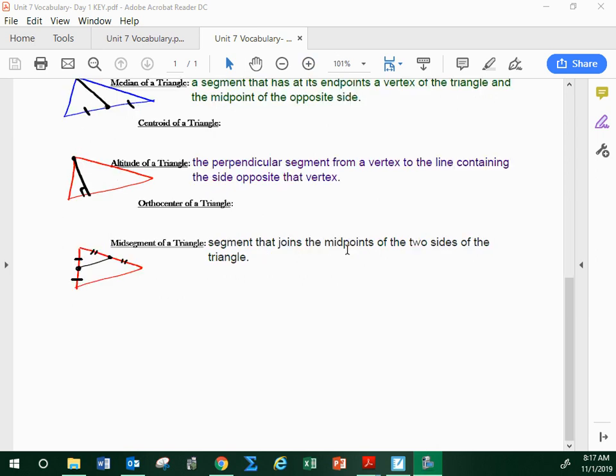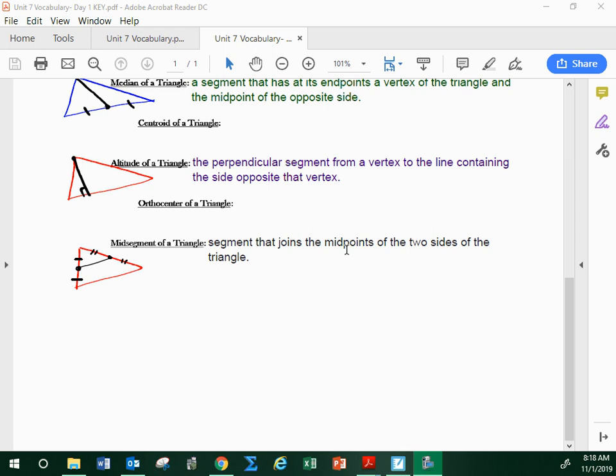Altitude goes from vertex to the side opposite in such a way that it's perpendicular. Again, those are the only requirements for it. It does not have to cut the angle in half, does not have to cut the side in half. It just simply has to connect vertex and side opposite in such a way that it's perpendicular.